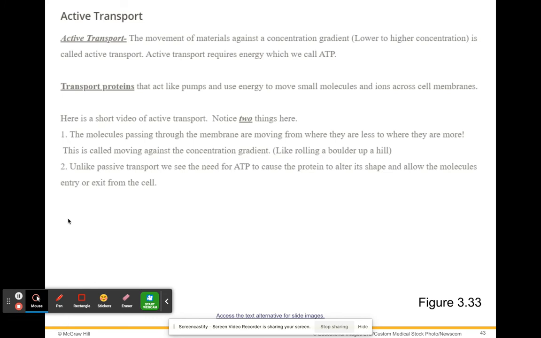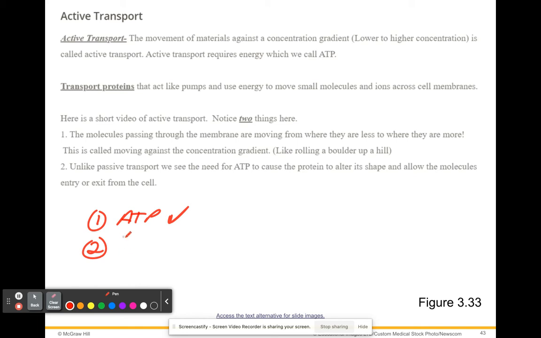Okay, now active transport, on the other hand, is basically the same as passive transport, but there are two different things that we need to know. With active transport, one, we need ATP present. We have to have ATP in order for this to work. Why do we need ATP? We need ATP because we're going against a concentration gradient.